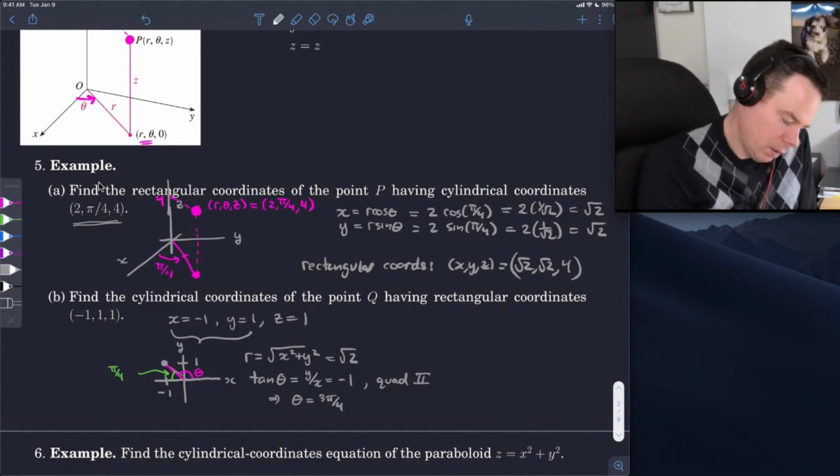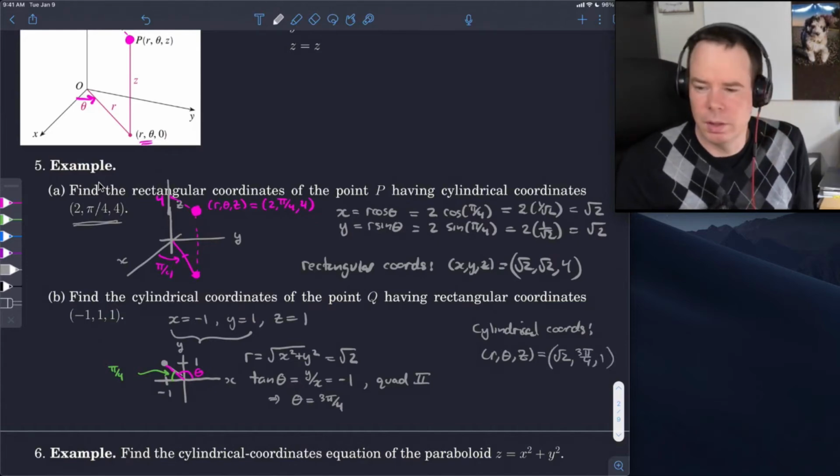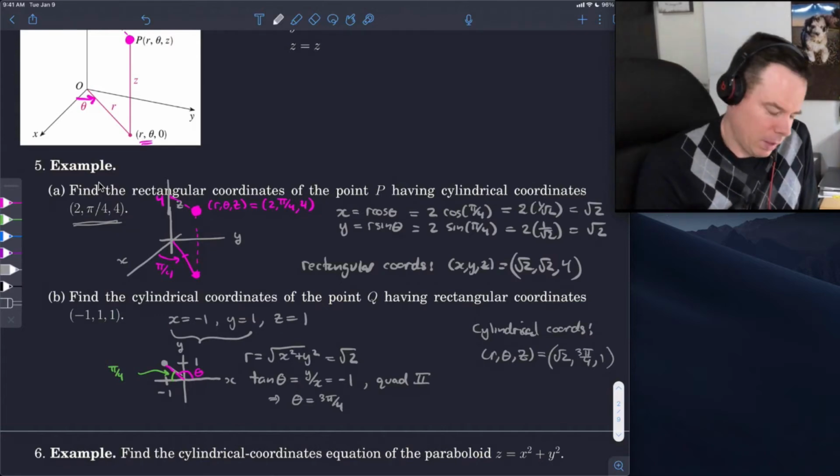And so that's enough to tell us that the cylindrical coordinates are given by r, theta, and z. r is root 2, theta is 3 pi by 4, and z is whatever it was, 1. And so there are our cylindrical coordinates. So that's just an example of going back and forth between cylindrical coordinates and rectangular coordinates.